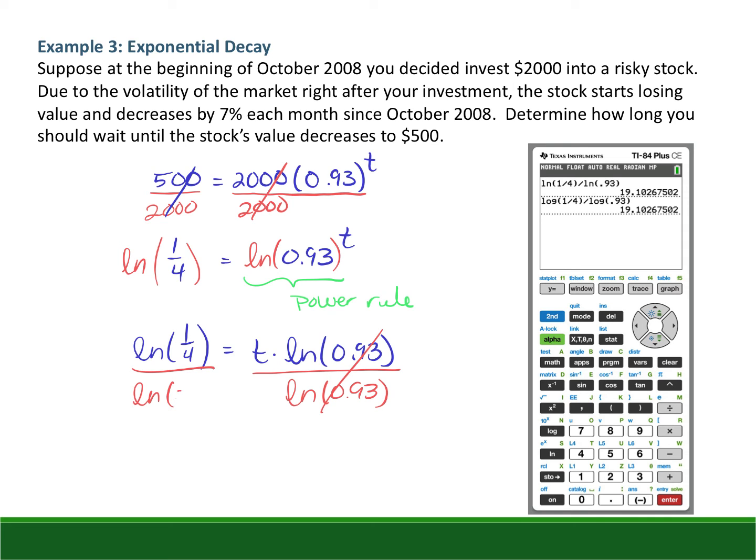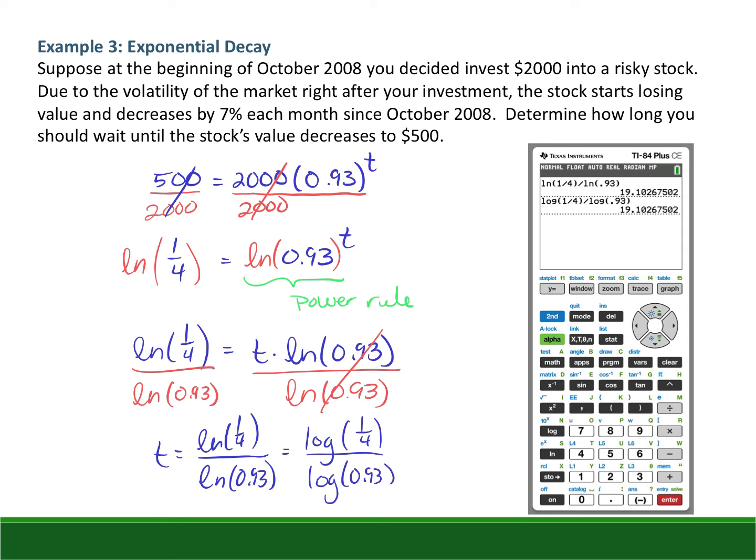And so t is equal to the natural log of 1/4 divided by the natural log of 0.93. As you can see on the calculator on the right, I use natural log here, but you can also use common log. So the common log of 1/4 divided by the common log of 0.93 will also give you the same solution. On the right, if you use the natural log, it's that button there, you get 19.1 months. But if you use the common log, which is this button here, you'll see that you also come up with the same solution.